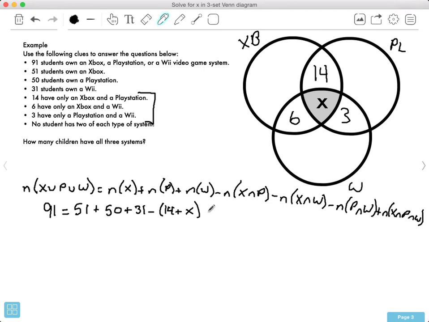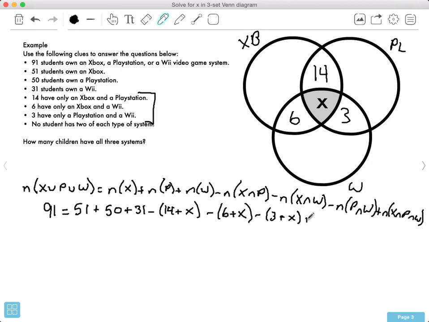Then I put another subtract, and then I want the number that have an Xbox and a Wii, which is this football shape here. So in brackets, I need to put 6 plus X, because I don't know what X is. And then for the last one, I subtract the number that own a PlayStation and a Wii. That is that football shape there. And again in brackets, that is 3 plus X.